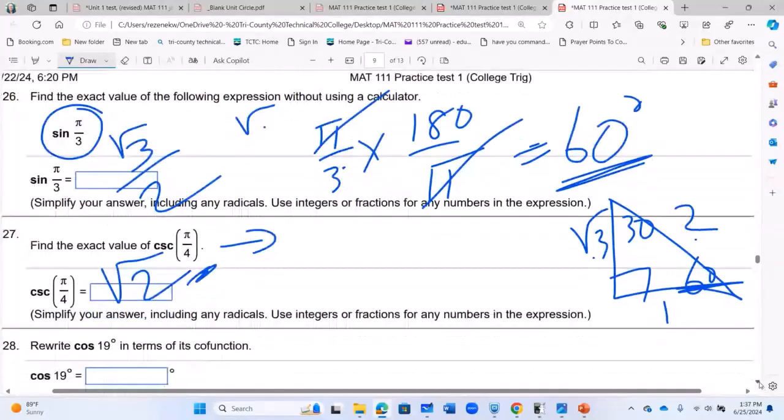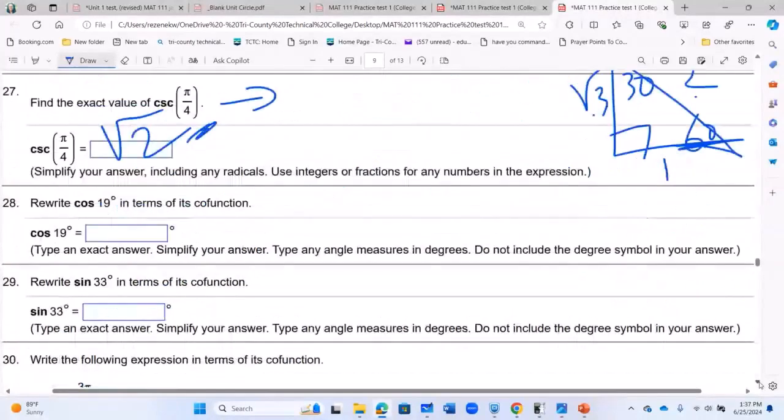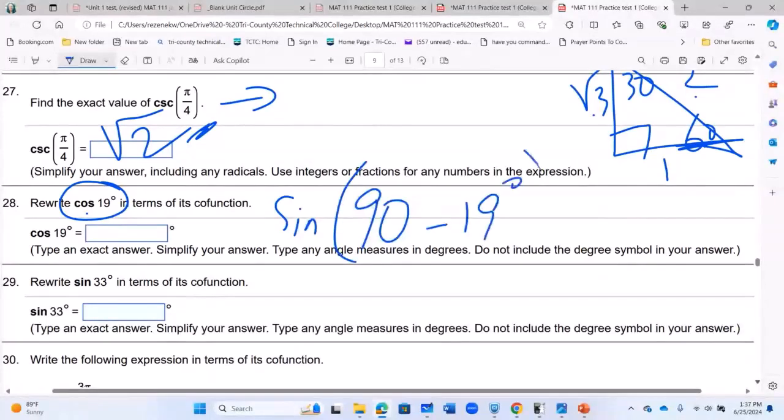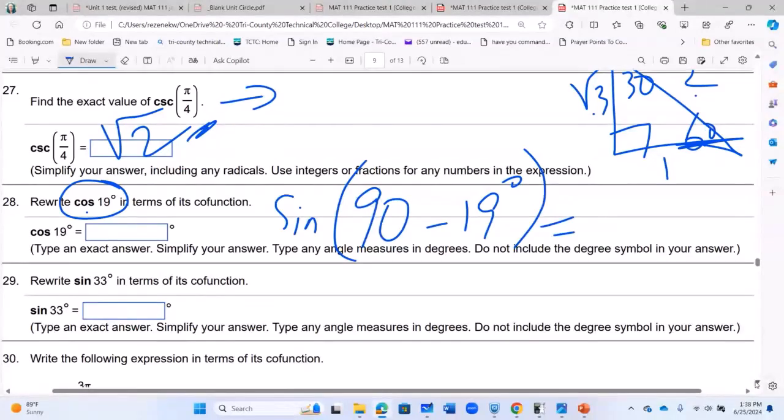All right, so I already talked about cofunctions. So this is cosine of 90 degrees, and if cosine of 19 degrees is the angle I'm talking about, I want to find the angle, they are saying it is 90 minus 19. So it is sine. So the sine of 90 minus 19, and that's going to be about 71 degrees. Same thing here, rewrite sine 33 in terms of cofunction, a big deal. There are things you have to do by yourself.